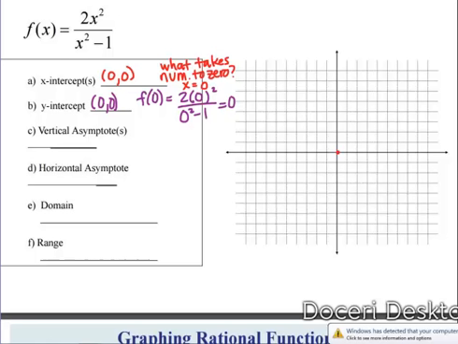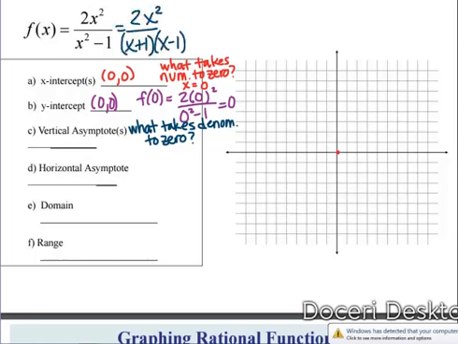Next, we move on to the vertical asymptotes. For the vertical asymptotes, we ask this question: what takes the denominator to 0? In this particular case, we see that x squared minus 1 is a difference of squares, so we can factor that. We keep the top the same, and the bottom factors to (x plus 1)(x minus 1).